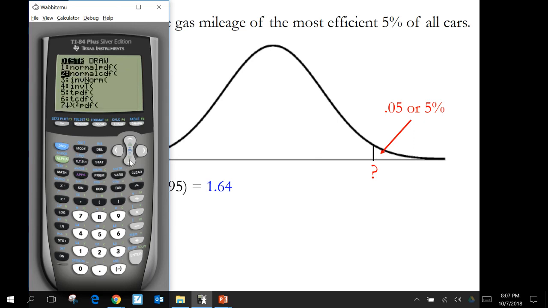Second, vars, inverse norm. Well, for the top 5%, the area on the left must be 0.95 because it all has to add up to 100%. So if I do this, I get positive 1.64. So remember, our graph is symmetrical. My z-score at the top 5% will be the same as my z-score for the bottom 5%, except reverse the sign. So doing that, I have my z-score of 1.64.